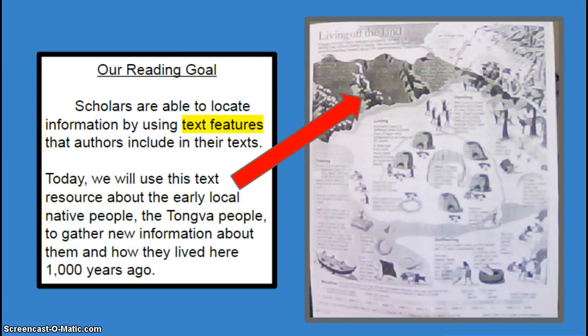Here's our reading goal. Scholars, just like you, are able to locate information by using text features that authors include in their texts. So today, we will use this text resource about the early local native people, the Tongva people, to gather new information about them and how they lived here 1,000 years ago. Alright, so this will also be a little bit like a time machine travel too. Sounds cool.